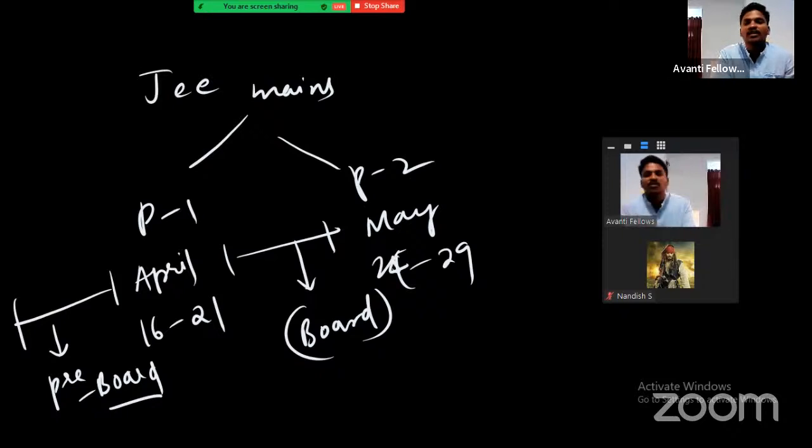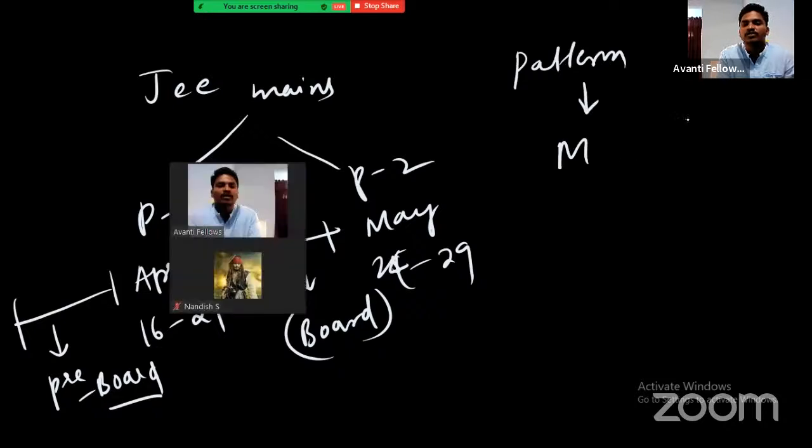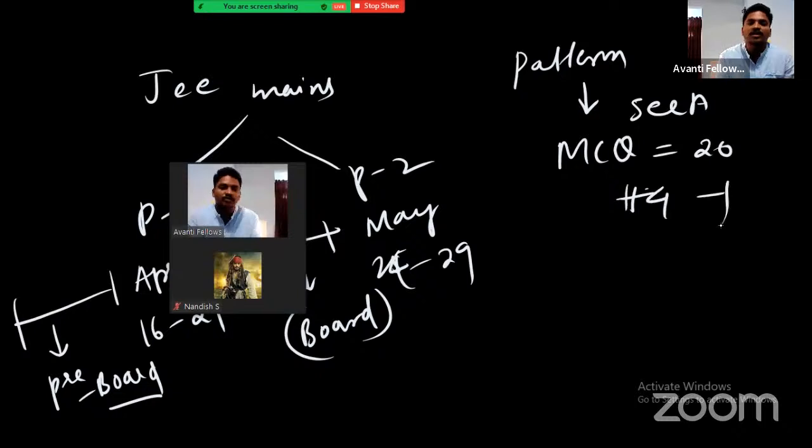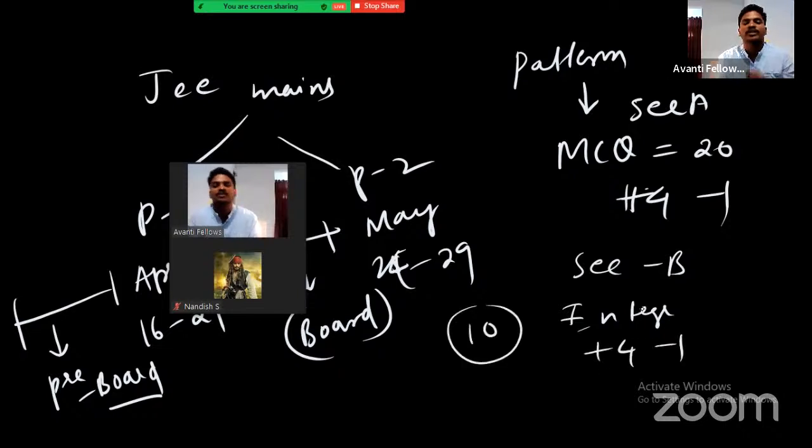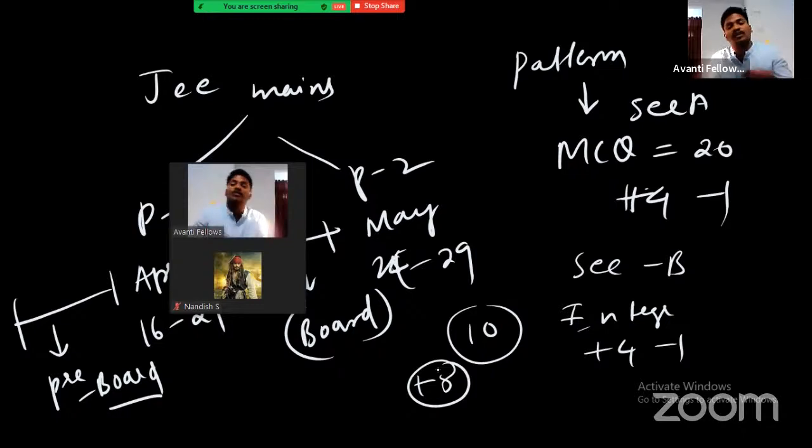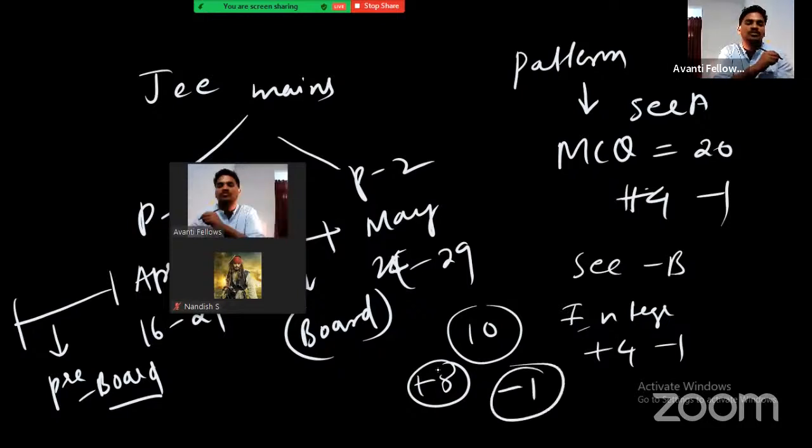Now the pattern. There are two sections. Section A has 20 MCQs, plus 4, minus 1. Section B is integer type, also plus 4, minus 1, but here you have 10 questions and you need to do only 5. Choose among the 10; the best of 5 will be taken. Many people think they know 10 so they will do 10. No, pick any 5 and do only 5, because this year they introduced negative marks for the integer section.